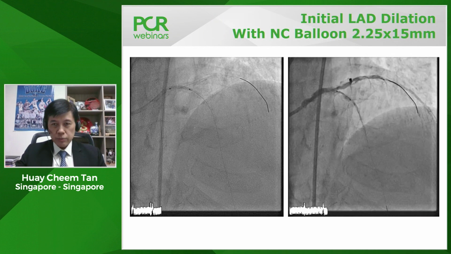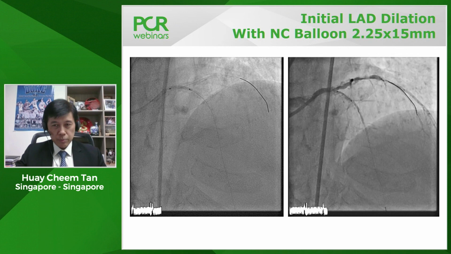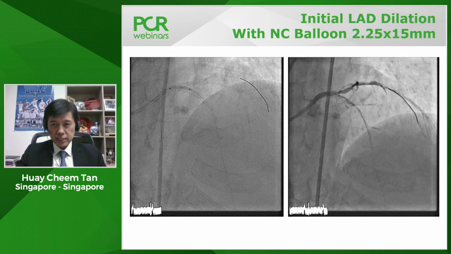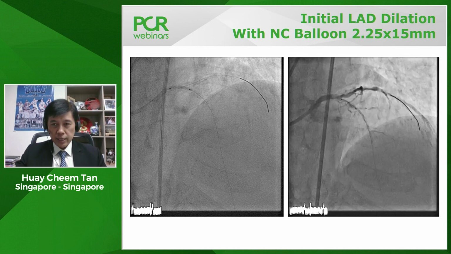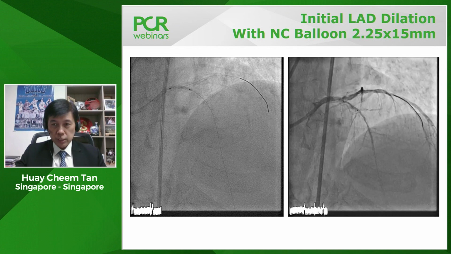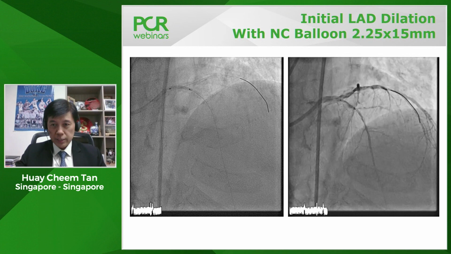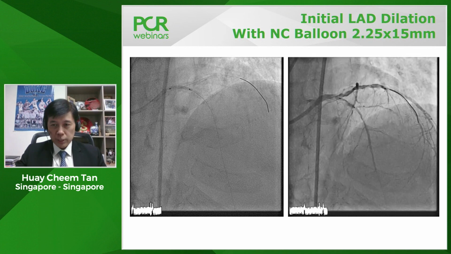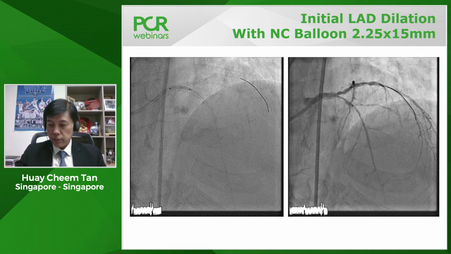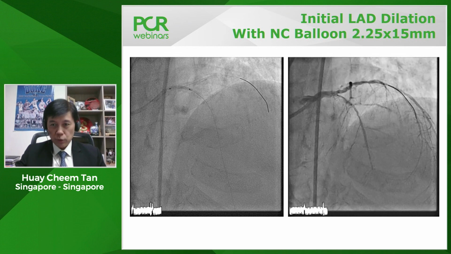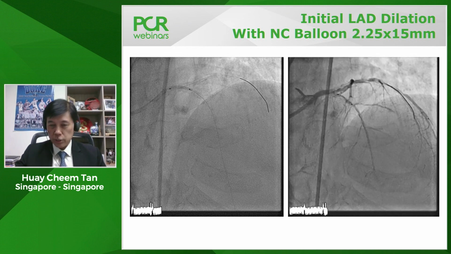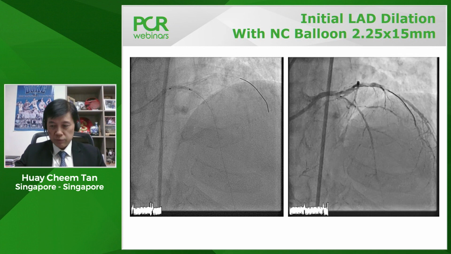And so what I did was I put in a wire in both the LAD as well as the circumflex, dilating the LAD first with a small non-compliant balloon, because the lesion looks really calcified here. And also the disease looks really very diffuse as well. And the LAD also looks very small caliber. So I started off with a small balloon just to establish some forward flow.